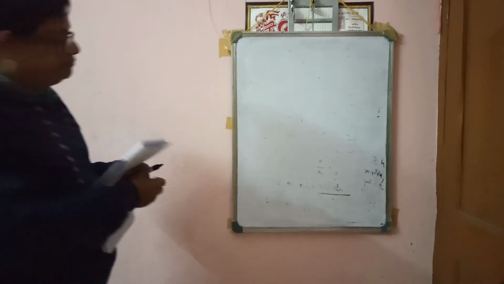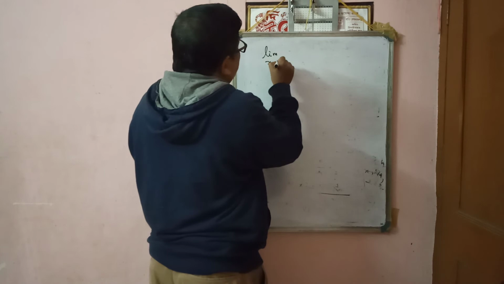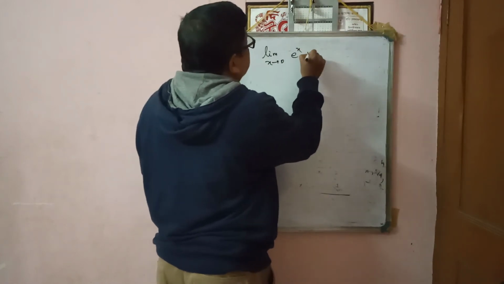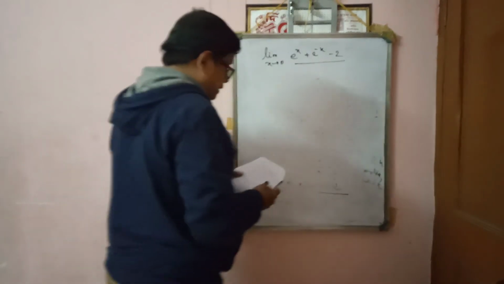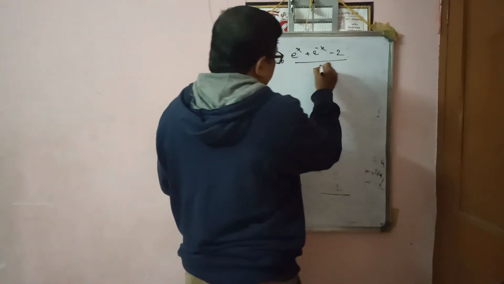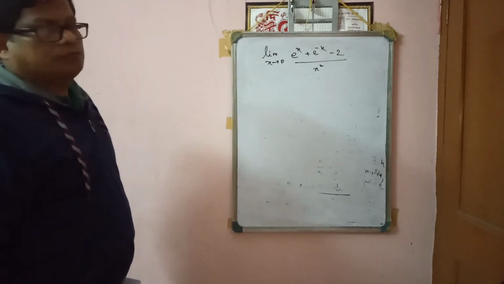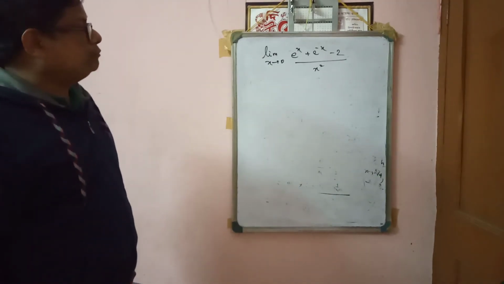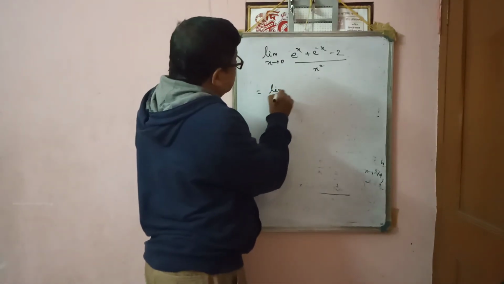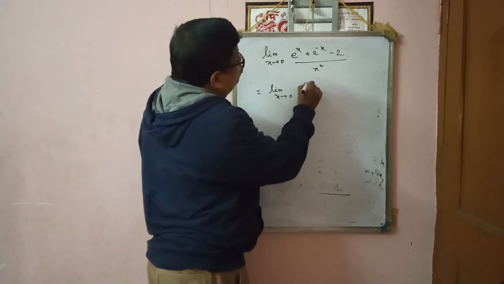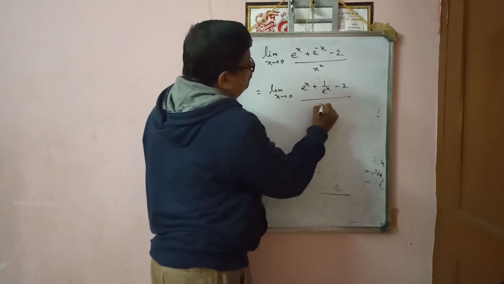Next one. Suppose limit x tends to 0 of (e to the power x minus x minus 2) by x square. This one. Okay. So you can write here limit x tends to 0 of (e to the power x plus 1 by e to the power x minus 2) by x square.